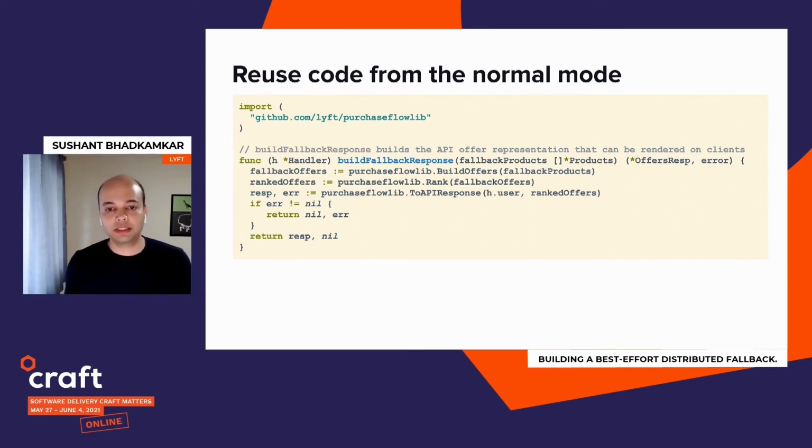to that user. So this is just example code, but it demonstrates that we can reuse the same code that is run in normal mode. So this way, we get to exercise that code both in the normal and the fallback mode. We can test it thoroughly and it reduces the chances of latent bugs in our code.